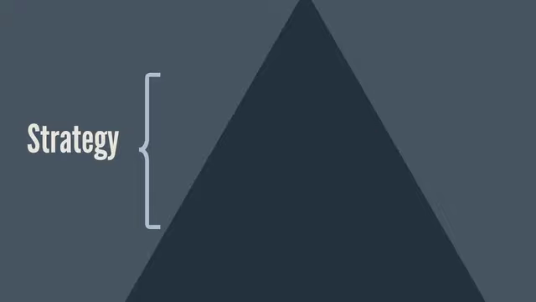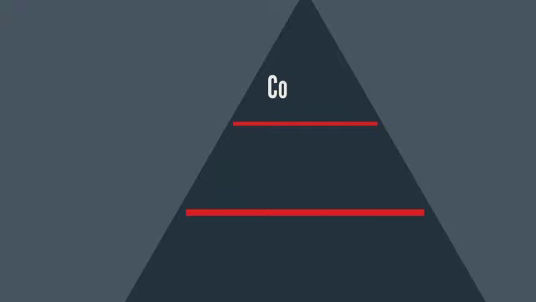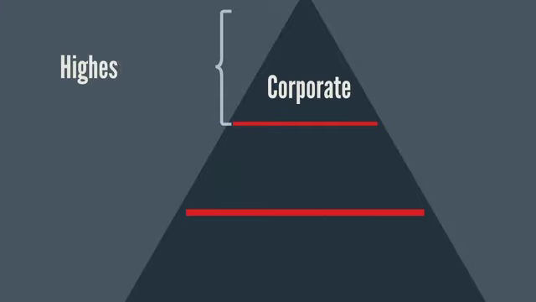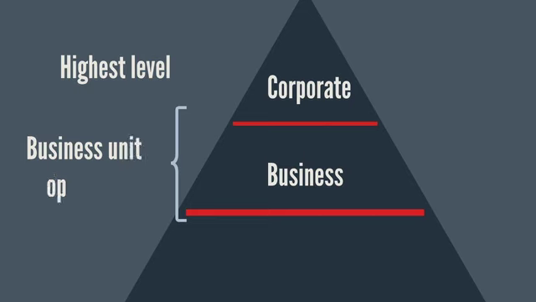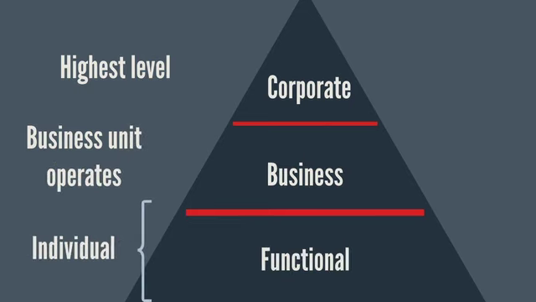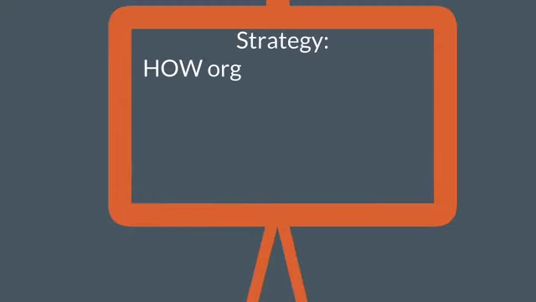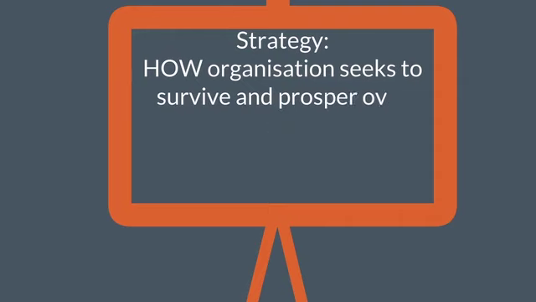Strategy happens at three levels: corporate, which is the highest level of strategy; business, which is concerned with how a business unit should operate; and functional, which is related to the individual functions within an organization. Simply put, strategy in an organization is how the organization seeks to survive and prosper over the long term.